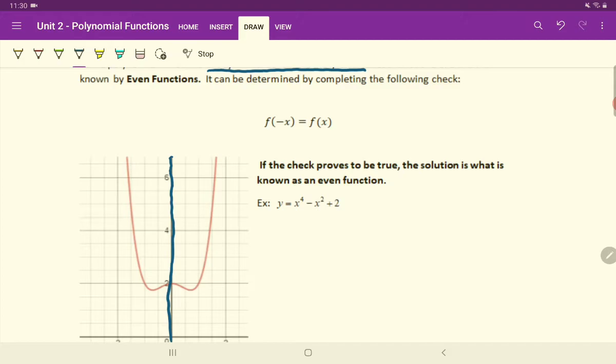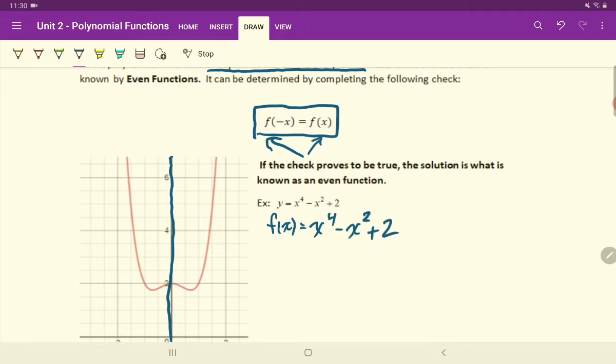There's a way to check that. The way to check it is using this algebraic method of testing. If we substitute a -x into our equation wherever we see x, and it ends up equaling the original function still, then it's considered an even function. So here's what I mean. Here's our function, because to actually understand that, you have to look at an example.